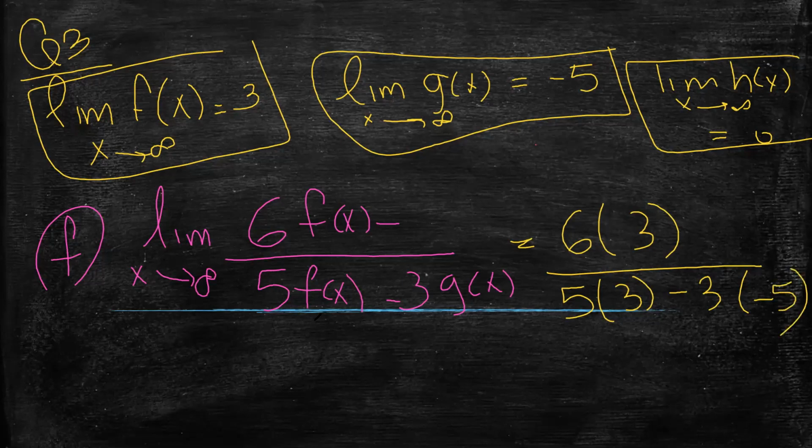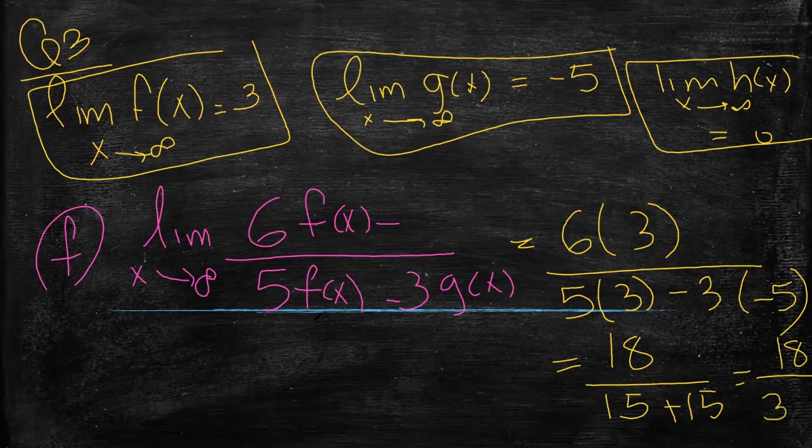Then 6 times 3, 18, over 5 times 3, 15, minus 3 times negative 5, which is negative 15, so positive 15. So the answer is 18 over 30. Thank you so much. Or you can simplify it. This is our revision for lesson number 3.